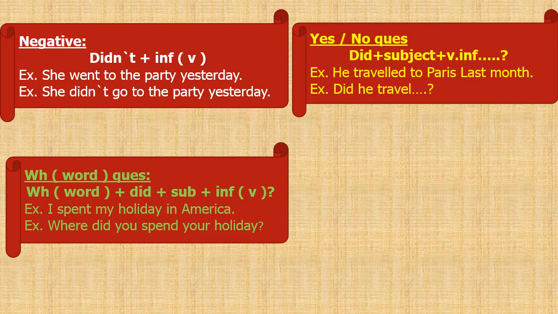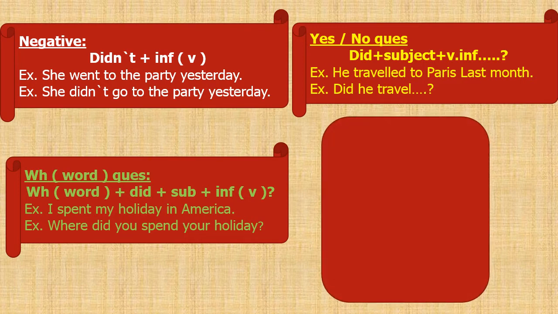For example, I spent, irregular verb in the past simple, my holiday in America. I'll delete the words in America to ask with where about it. And I will use did, the auxiliary verb of the past simple, where did. I change it into you, okay? Where did you? And instead of I use you in the question. Where did you spend, the infinitive form of the verb spent, your holiday, okay?